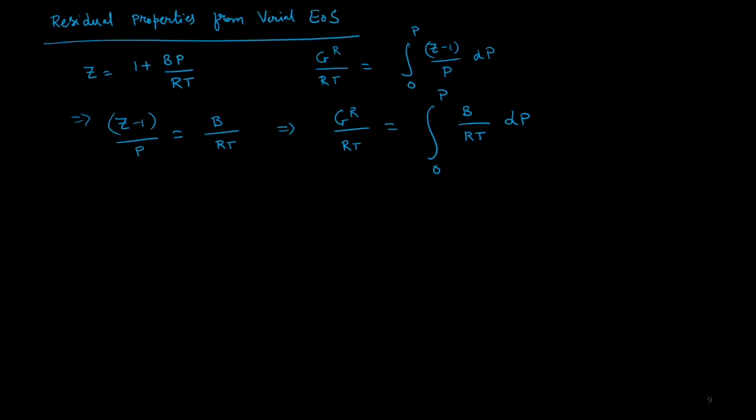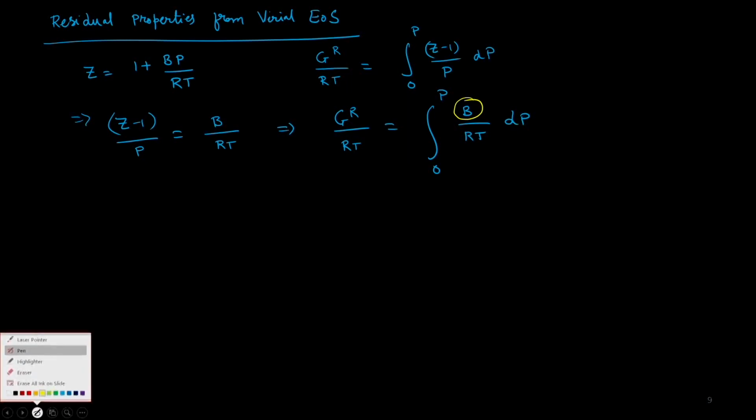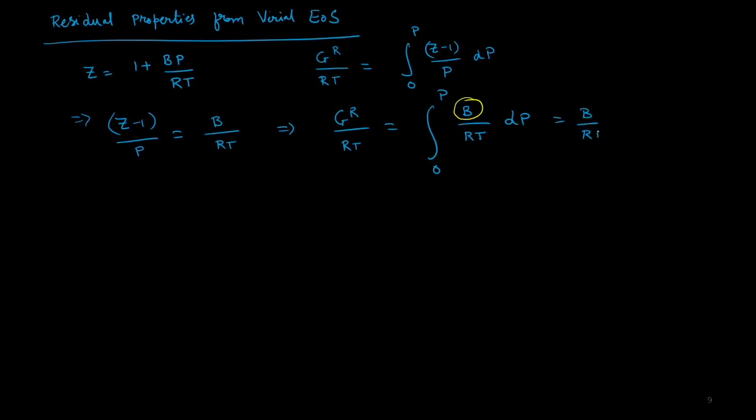The second virial coefficient, we can show this rigorously from statistical thermodynamics. It depends only on temperature. It is independent of pressure. So I can bring everything within the integral sign out of that. So it will be B over RT integral 0 to P dP, or BP over RT. This is the expression for GR over RT.